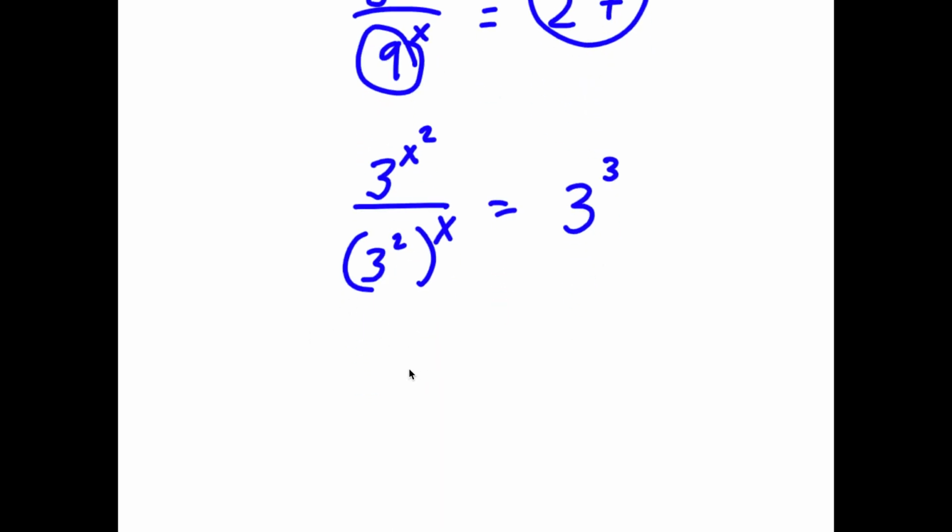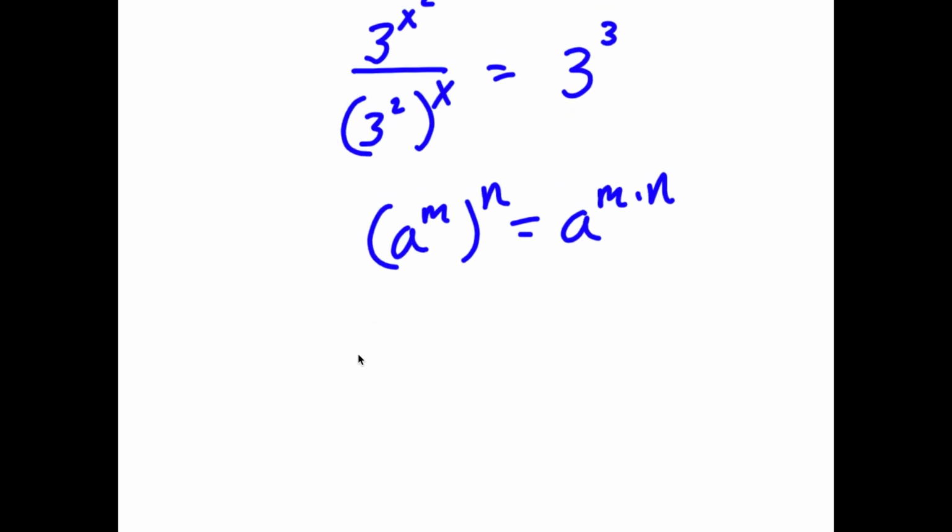Now, if I have something in the form a to the power of m to the power of n, this is equal to a to the power of m times n. So 3 to the power of 2 to the power of x, that's going to be equal to 3 to the power of 2 times x, which is 3 to the power of 2x. This is equal to 3 to the power of 3.